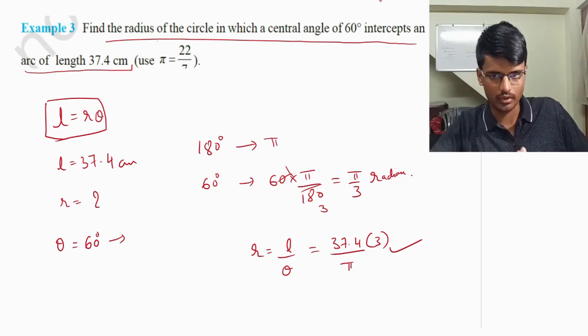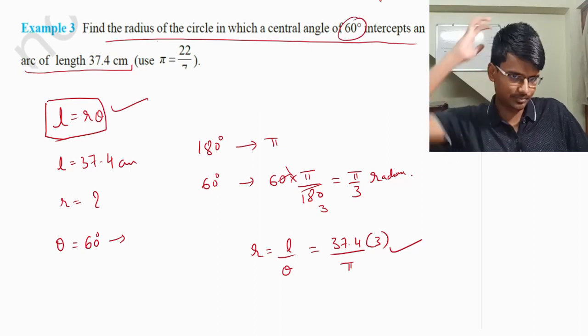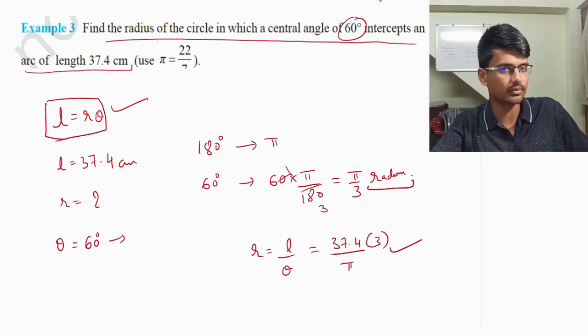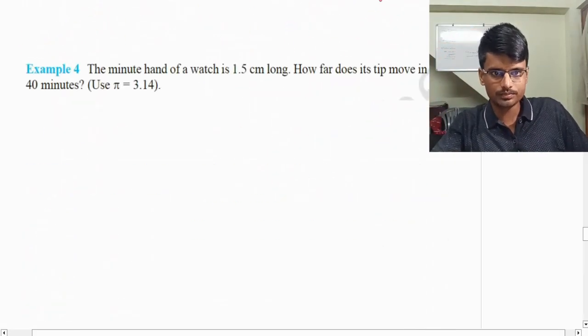Okay, this is how you solve. So this relation is important. And one more thing we did was, we did not take 60 degrees directly. We took it in radian measure. Radians is very important. Okay, moving on.